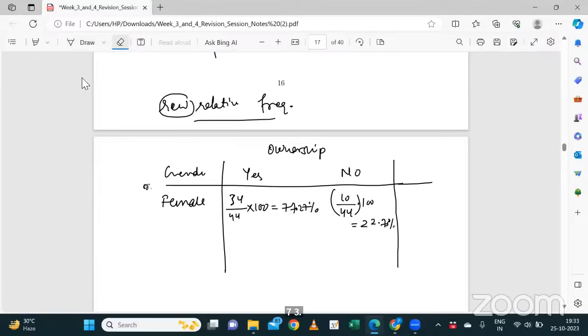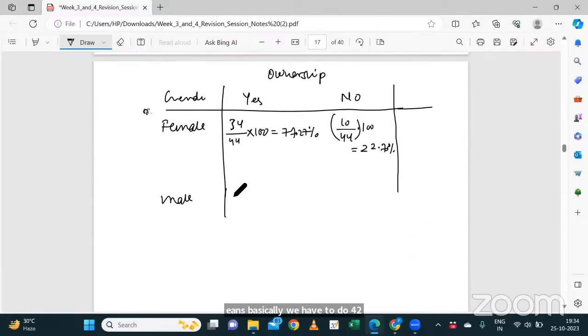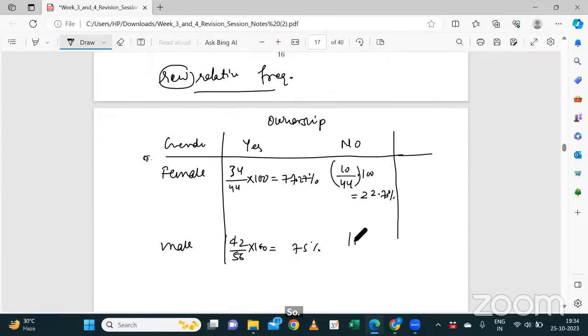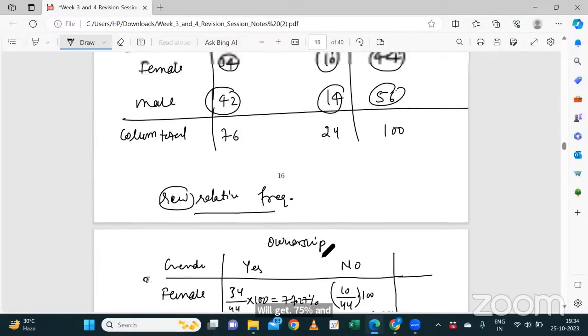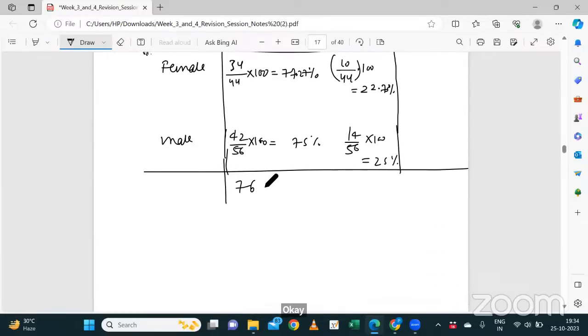And what about male? Sir, male is 42 upon 56. So we have to do 42 divided by 56 into 100, which gives 75%, and 14 divided by 56 gives 25%. What about the last row? It will be 76% and 24%, right?